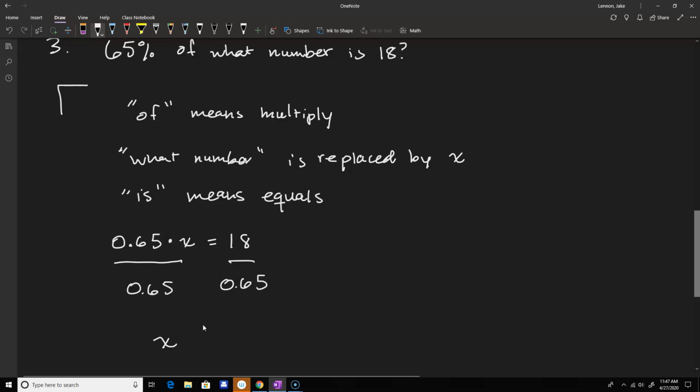It doesn't come out to anything nice, it's a repeating decimal essentially. So what we're going to do is we're just going to round it to 2 places. So I put a little squiggly equals there, so that means basically we're rounding it. It's an approximate value, it's not an exact value. So if we round this to 2 decimal places, it comes out to about 27.69.